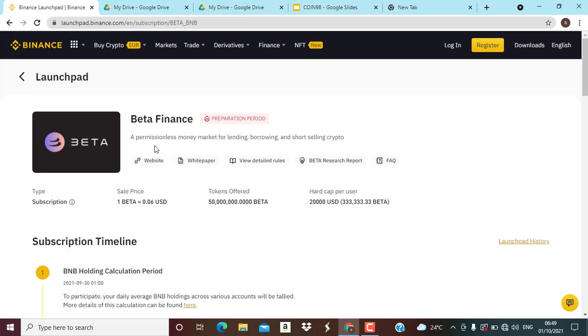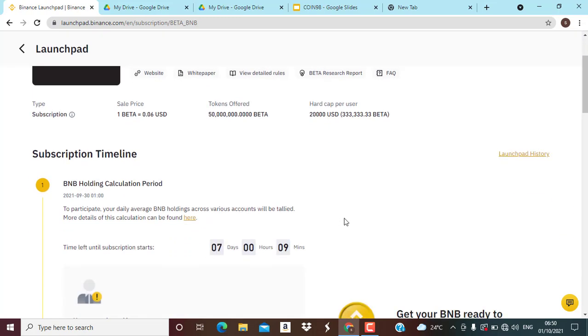Remember, Beta Finance is a permissionless money market for lending, borrowing, and short selling crypto. So this should tell you that it is a DeFi project. So we have here the token sales on Binance. One Beta Finance is equal to 0.6 USD, and the token offer here for Binance Launchpad is 50 million, and then the hard cap per user, I've talked about it, is $20,000. If you want to take a deep look at what Beta Finance is all about, you go to the whitelist or you go to the website right here, and then you do further research. So that is how you participate on Binance Launchpad.